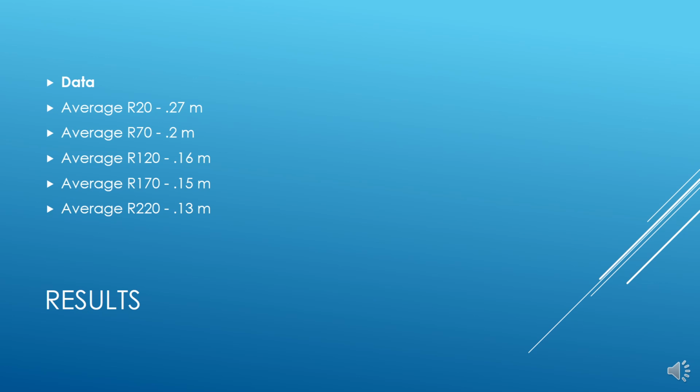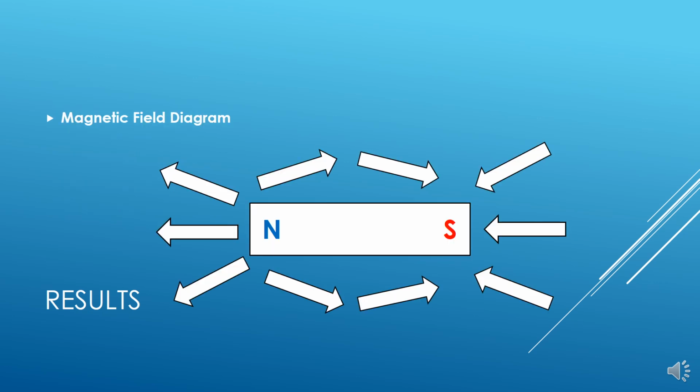The resultant data of this lab was that the average R20 was about 0.27 meters, the average R70 was about 0.2 meters, the average R120 was about 0.16 meters, the average R170 was approximately 0.15 meters, and the average R220 was about 0.13 meters. This is a magnetic field diagram showing the dipole magnetic field of the bar magnet used in the experiment.